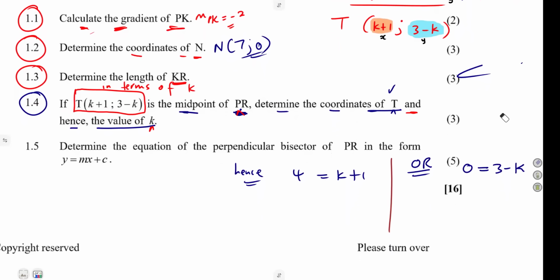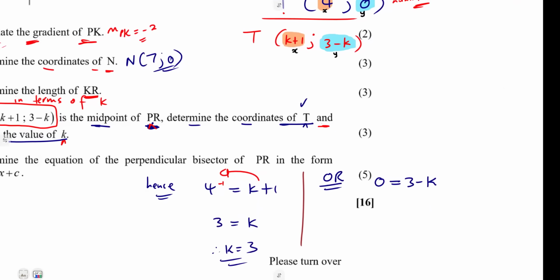So it was up to you which equation you are going to use, all right? From the first one, k is equal to what? Take 1 to the other side. It's going to be a negative. So 4 minus 1, that's 3. 3 is equal to k. So that's the value of k, all right? If you were to use this one, you're just going to take k to the other side. It becomes a positive. So 0 plus k, that's k, which is equal to 3.